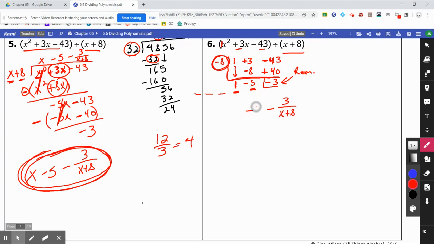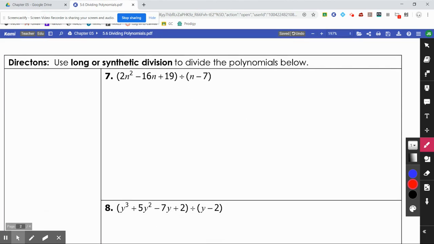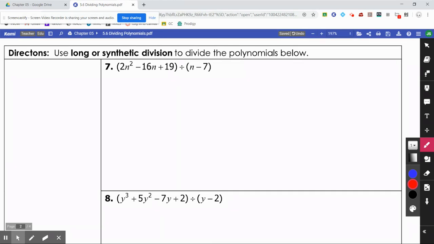The next number is going to be your constant term. The next number is going to be your x term. So you get the exact same answer, much quicker way with synthetic division. Okay, number 7 says use long division or synthetic division to divide the polynomials below.